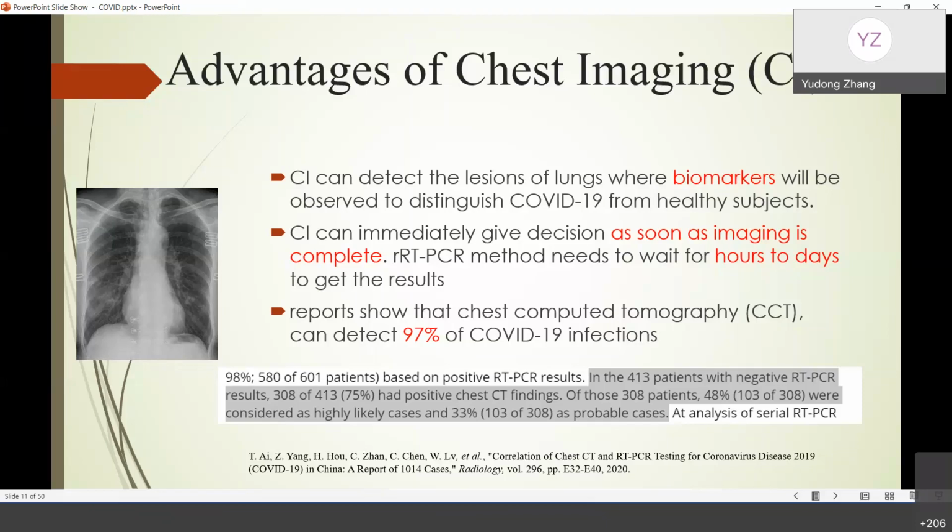And the reports show that chest imaging, particularly the chest computed tomography, the chest CT, can detect almost 97% of the COVID-19 infections. So chest imaging is much more accurate than the PCR method.